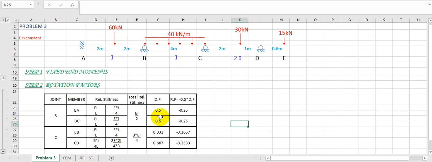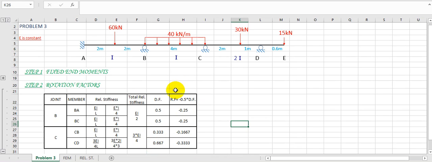Alright, distribution factor is our next column, and it is equal to relative stiffness of member that is being considered divided by total relative stiffness. So it is equal to EI by 4 divided by EI by 2, which is equal to 0.5. Okay, for member BC again it is EI by 4 divided by EI by 2, which is 0.5. For member CB, EI by 4 divided by 3 by 4 EI, which is equal to 0.333. For CD it is 6 EI by 12. I've just simplified this. 6 EI by 12 divided by 3 by 4 EI, it is equal to 0.667.